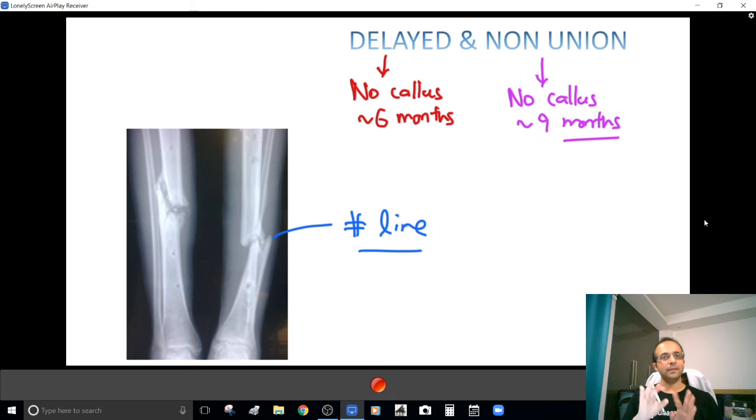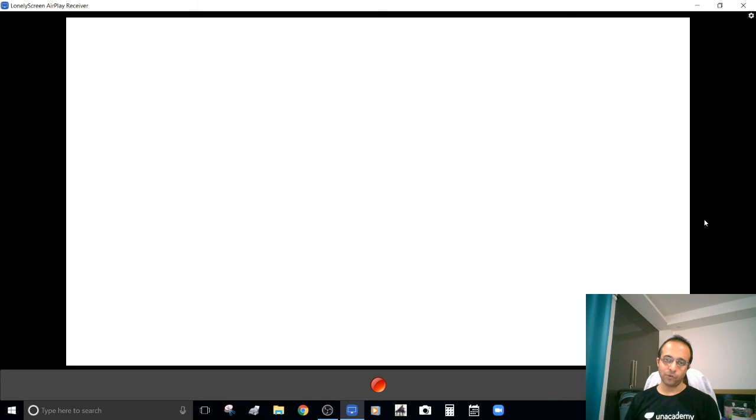But yes, on a gross basis, by around 3 months you would find a good amount of callus. If you don't find it even by 6 months and you are still able to see the fracture line, it will be delayed union. And when you do not find progressive signs of healing even by 9 months, callus is not coming up, the fracture line is still visible, you label it as non-union. So all from the same table that you have just drawn.